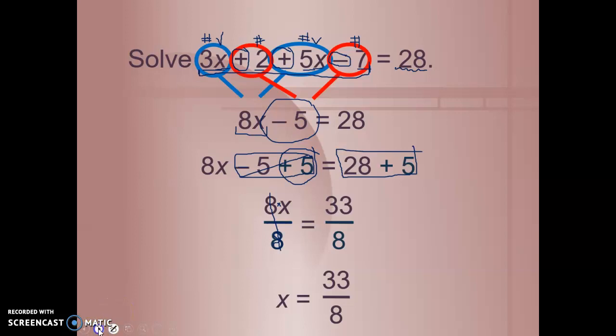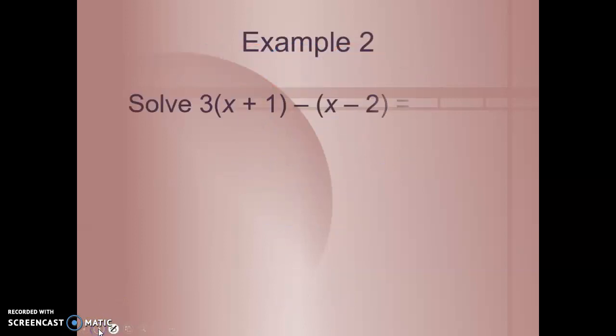as improper fractions. Let's take a look at another example. You can see here that we have some parentheses, and hopefully you remember the way that we get rid of parentheses is the distributive property.